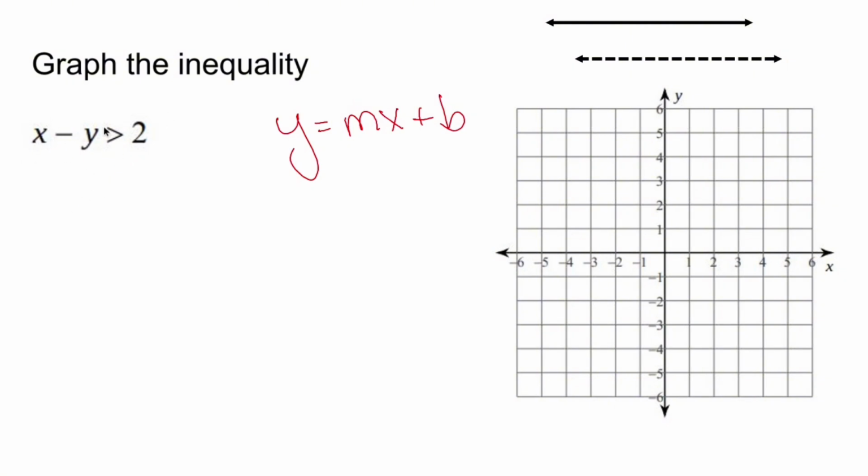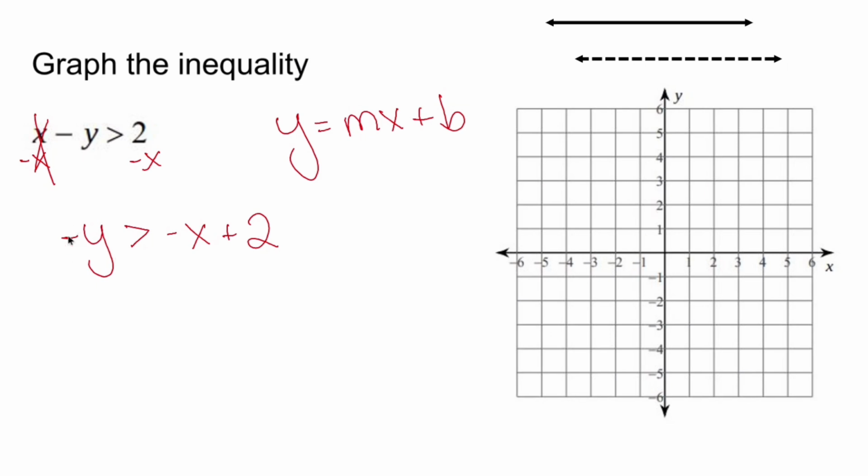In order to get y all by itself, we have to first get rid of this positive x that's floating around. How do you get rid of a positive x that's floating around? Subtract x from both sides. Drop down minus y is greater than, and you have a 2 minus an x. I want to make this look like slope-intercept form. So I'm going to put the negative x first and the positive 2 second.